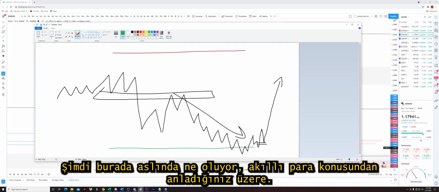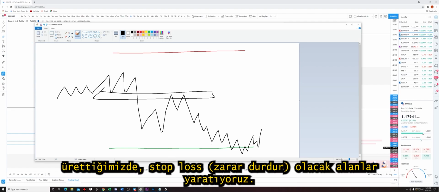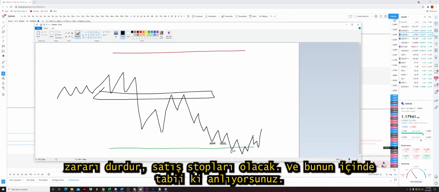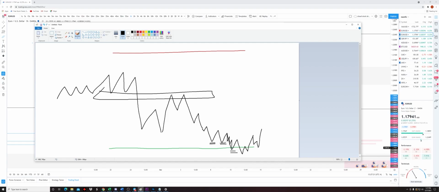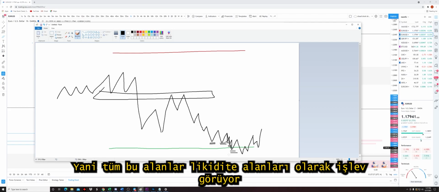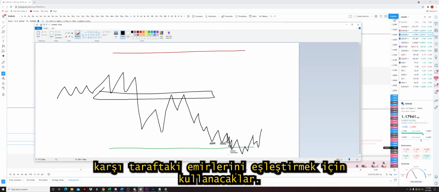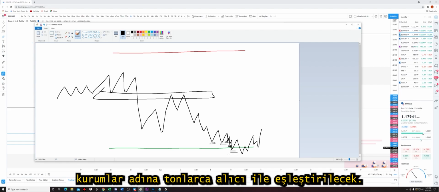Now, what's actually happening here, as you understand from a smart money point, is that each one of these lows ultimately is engineering liquidity. And when we engineer liquidity, we're creating areas where there are going to be stop losses, sell stops, stop losses, sell stops. And within that, of course, you understand if we zoomed in on this, there's more price action, which is doing the same. Stop losses, sell stops. So all of these areas are functioning as areas of liquidity where the composite man or institutions are going to be using to pair off their opposite side order. So in this case, as many are selling, those orders are going to be paired off with tons of buys on behalf of the institutions.